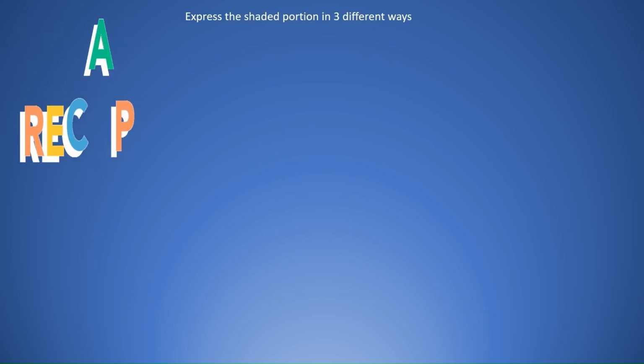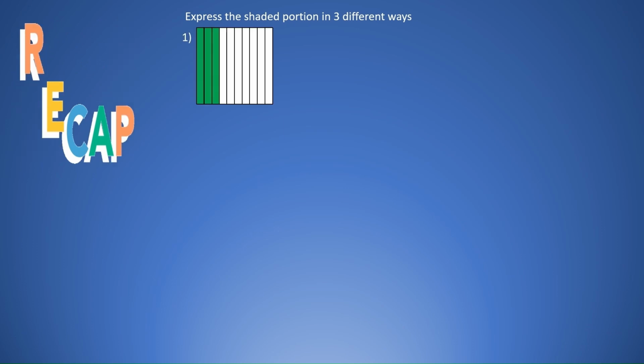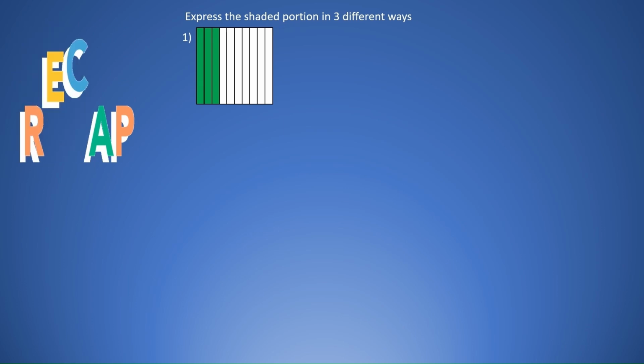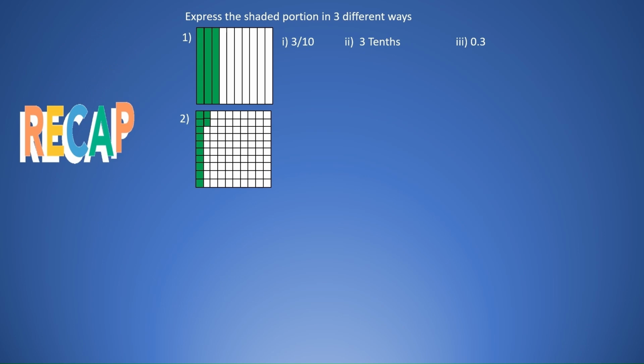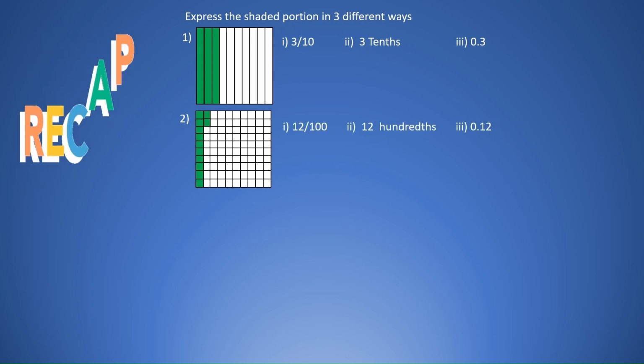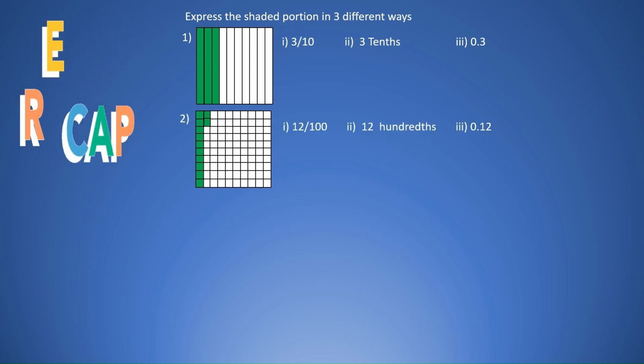Let's do a quick recap of what we have covered so far. Express the shaded portion in 3 different ways. Here, 3 rectangles are shaded green out of 10. So the answer is 3 upon 10 or 3 tenths and 0.3. Next question. Here is a square in which there are 100 squares, out of which 12 are shaded green. So the answer is 12 by 100, 12 hundredths and 0.12.